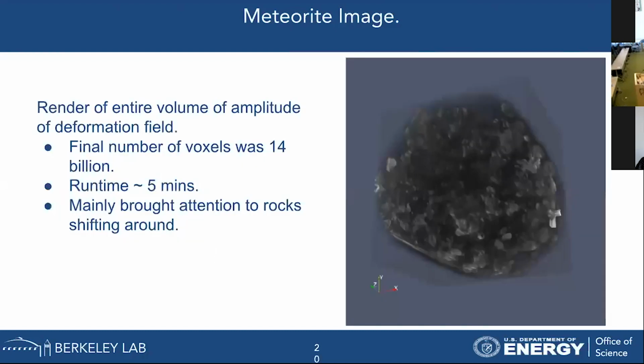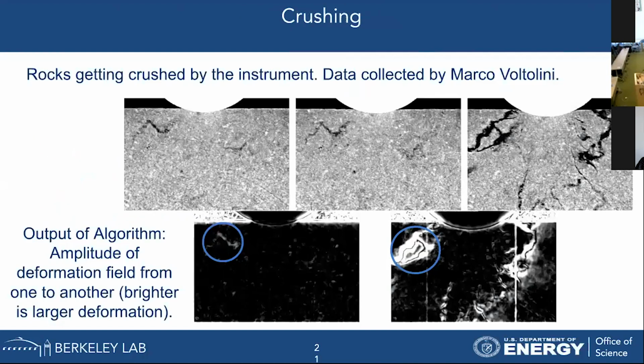However, for the final result, we're still able to compute this map for an image that was 14 billion voxels. The final deformation field took up, I guess I don't have it up, 275 gigabytes, and it brought attention to rocks that are shifting around. So something that's a little bit more promising, we're still working out some bugs here with boundary effects that we see at these bright spots.